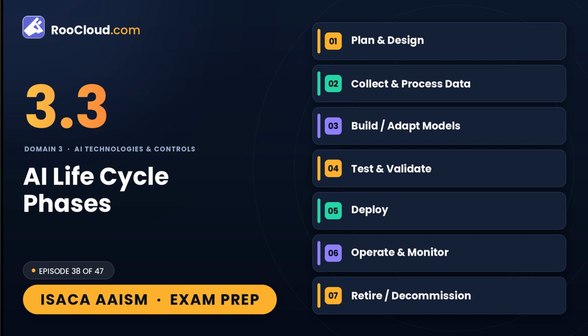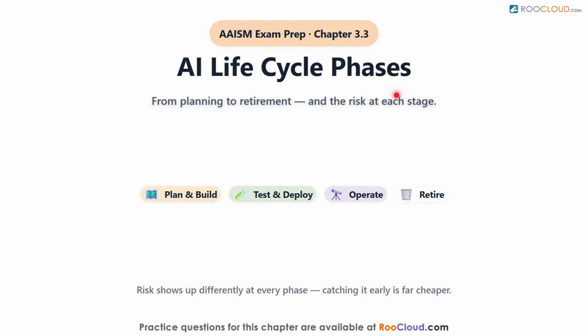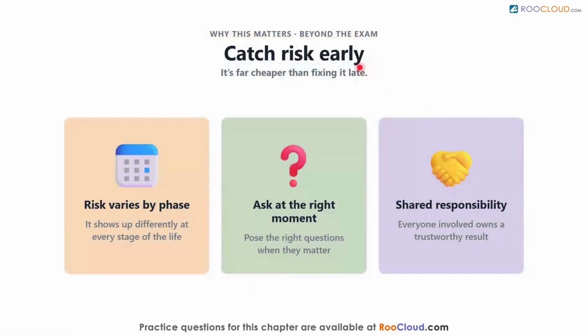Welcome to Domain 3, Section 3.3, AI Lifecycle Phases. In this session, we will walk through the full life of an AI solution, from planning and data, through building, testing, and deployment, to operation, and finally retirement, and the risks to manage at each stage.